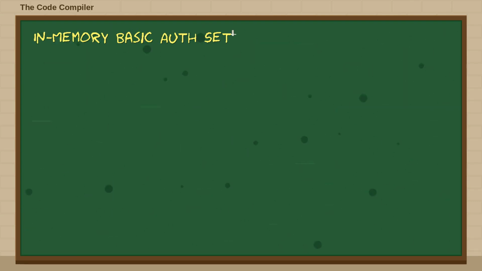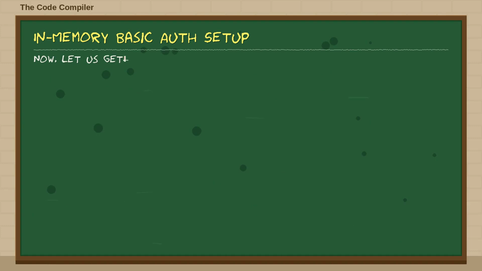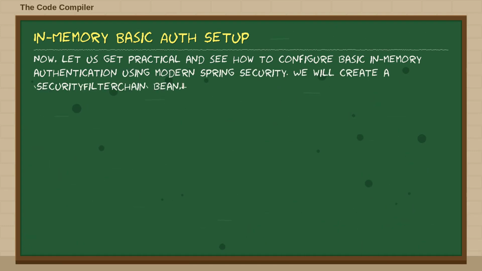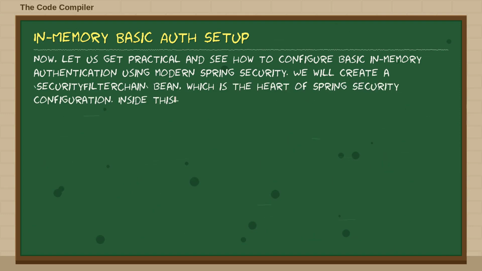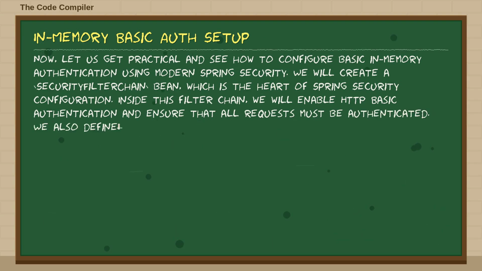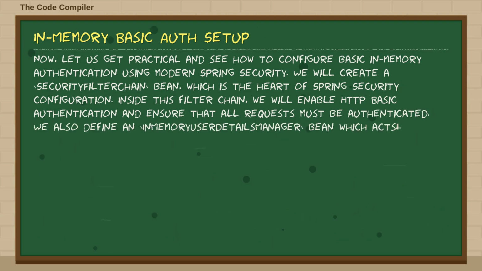Now, let us get practical and see how to configure basic in-memory authentication using modern Spring Security. We will create a SecurityFilterChain bean, which is the heart of Spring Security configuration. Inside this filter chain, we will enable HTTP basic authentication and ensure that all requests must be authenticated.